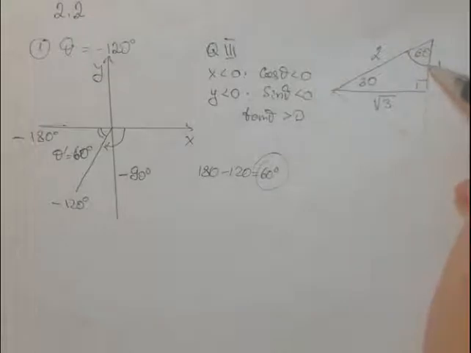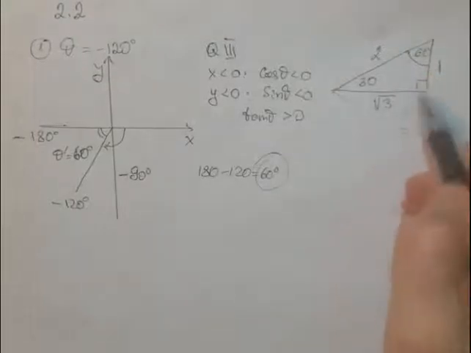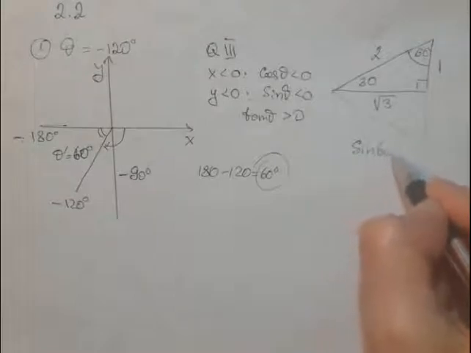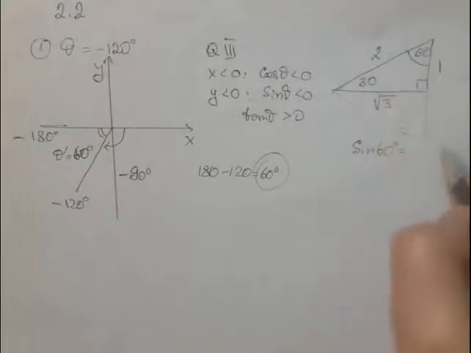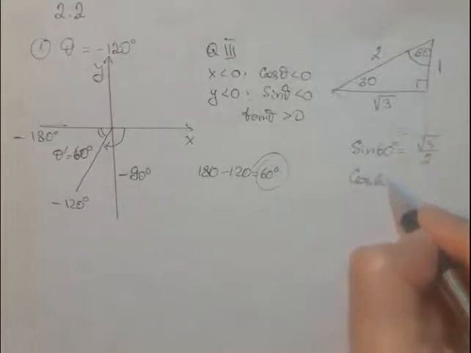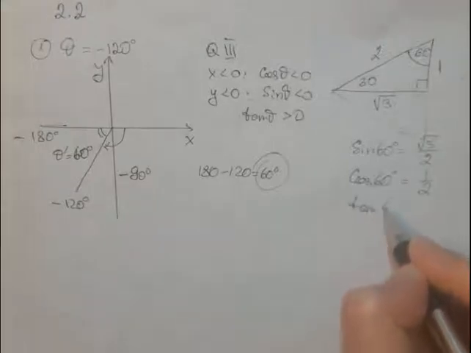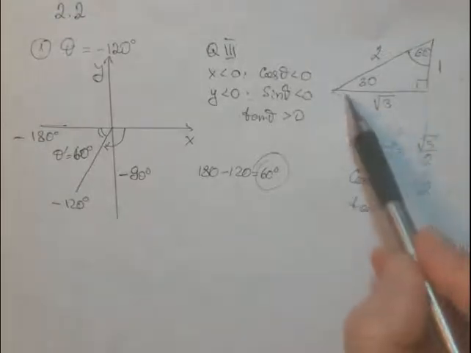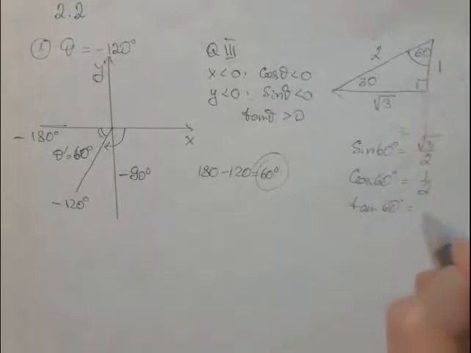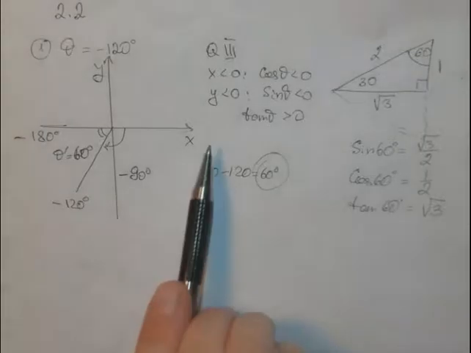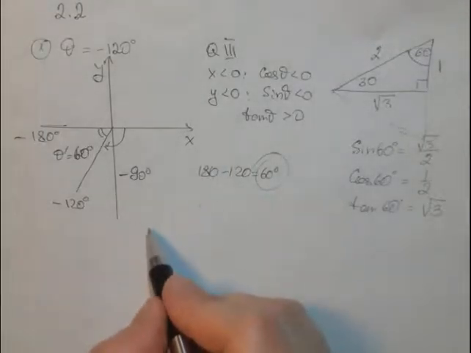So we need this 60 degrees angle. Sine of 60 degrees, opposite over hypotenuse, square root of 3 over 2. Cosine of 60 is adjacent over hypotenuse, 1/2, and tangent of 60 is opposite over adjacent, square root of 3 over 1. And the reciprocal functions are reciprocal. So let us return to our negative 120 angle.